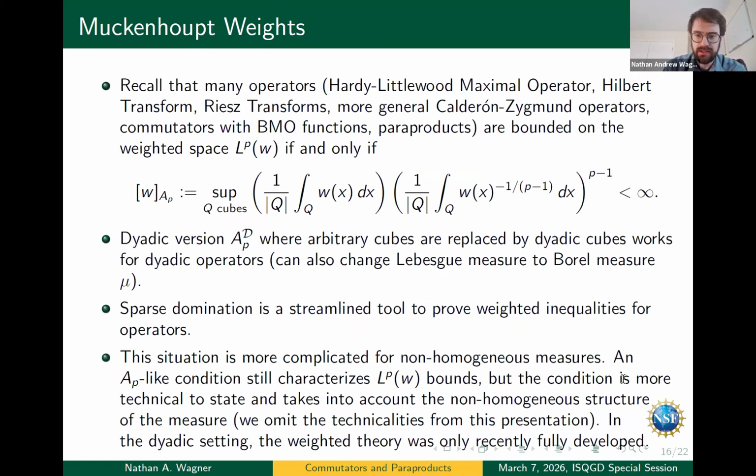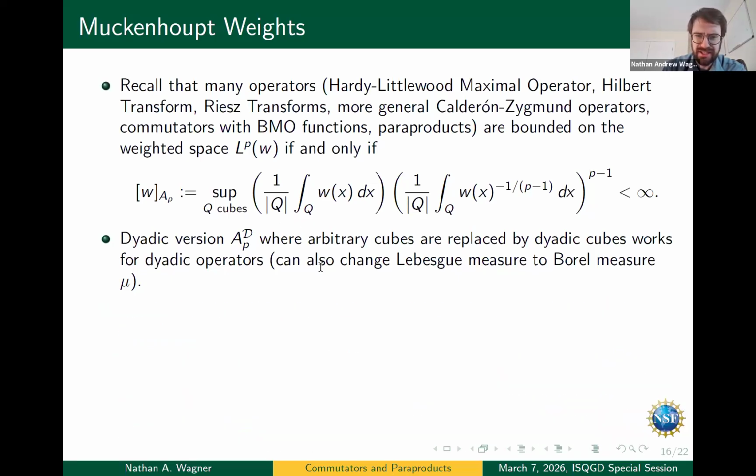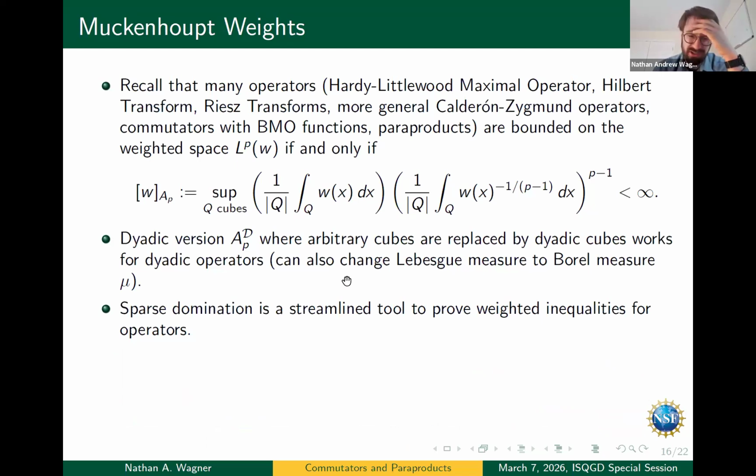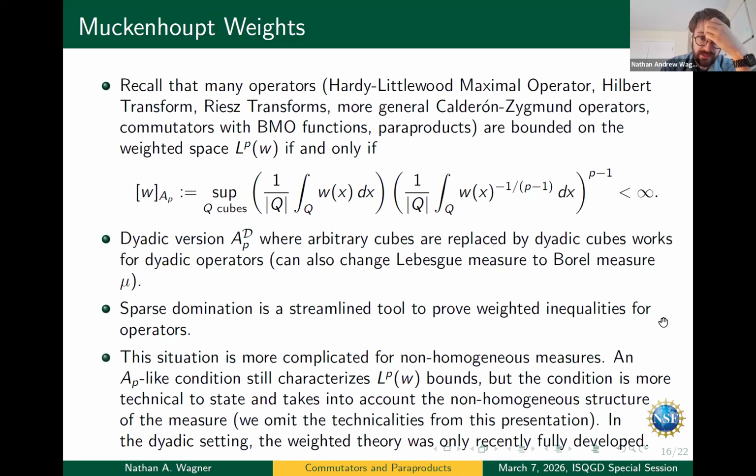Okay. And I know I have limited time, so I'm just going to say that a main application of sparse domination is that it can be used to prove weighted inequalities. So many operators, such as the Hardy-Littlewood maximal operator, Hilbert transform, Riesz transforms, more general Calderón-Zygmund operators, in addition to commutators with BMO functions and paraproducts, are bounded on L^p(w) if and only if the weight w belongs to what's known as the A_p class. There's also a dyadic version of this class. And sparse domination is a streamlined tool to prove weighted inequalities for operators.